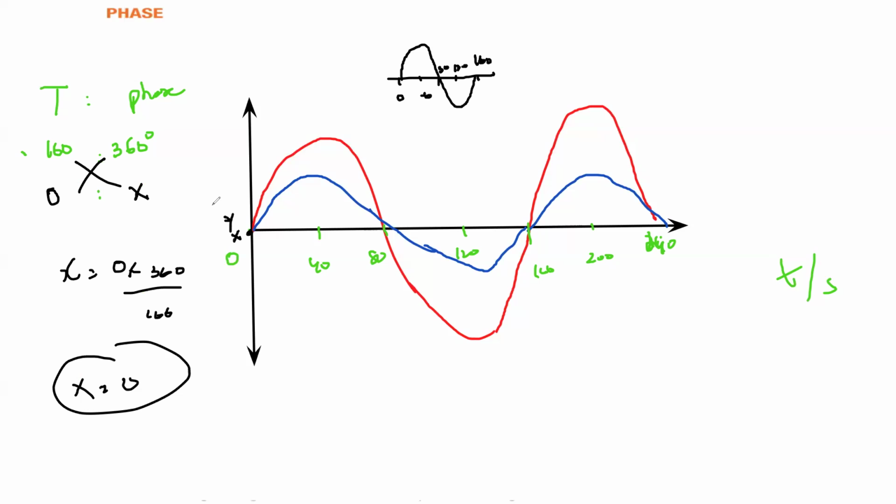Or you can also say 360, because if I take x as here and I took y here, then I will say it is 360. Is the concept of the phase difference clear? Anyone having a doubt or a question in this?